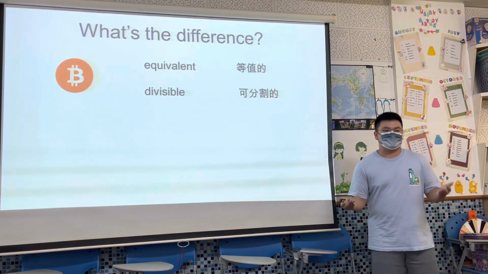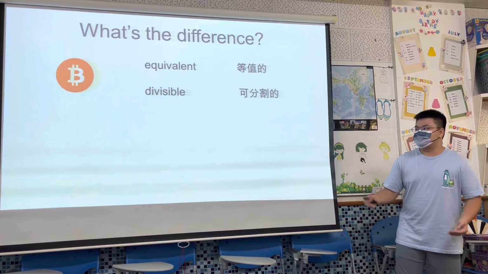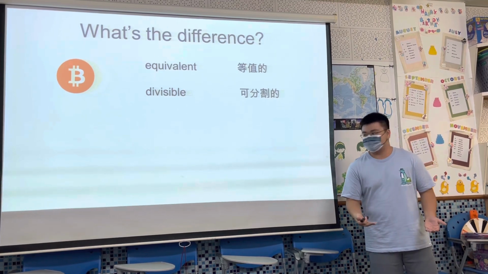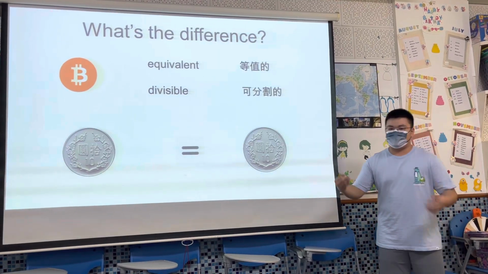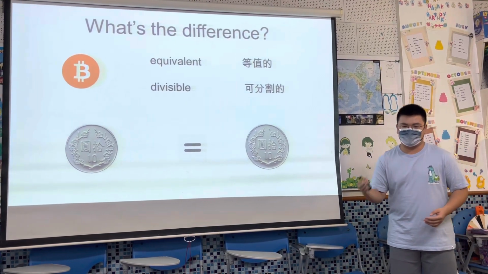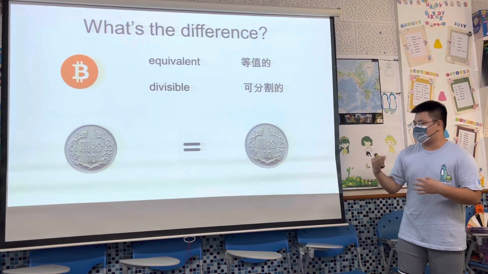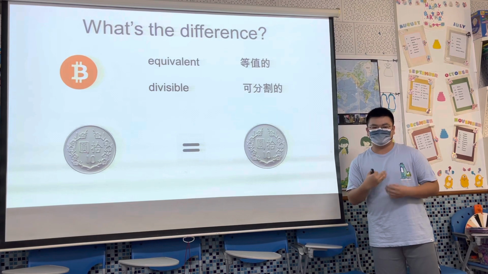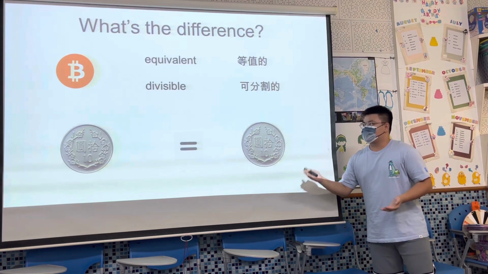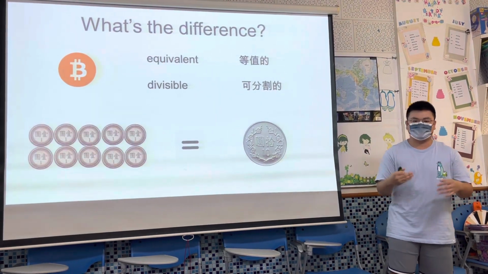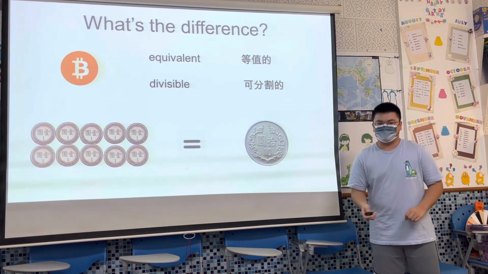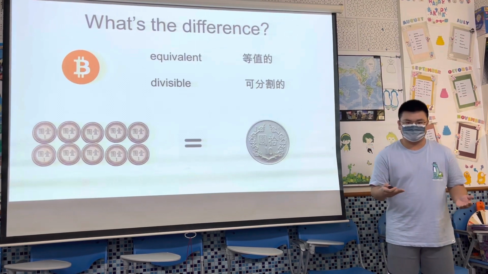So what's the difference between Bitcoin and NFT? Do you remember that I said Bitcoin is equivalent? Let me explain this for you. Equivalent means if I got 10 New Taiwan dollars and you also got 10 New Taiwan dollars, my 10 New Taiwan dollars is equal to your 10 New Taiwan dollars. And the definition of divisible is that I can change my $10 into ten $1, and I still keep the same value.